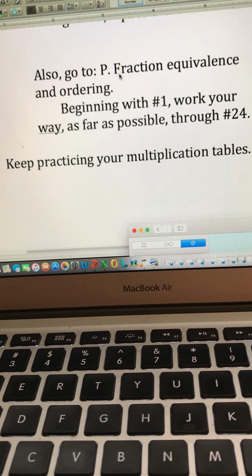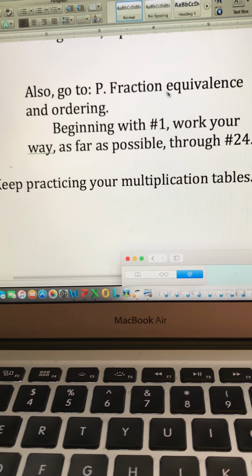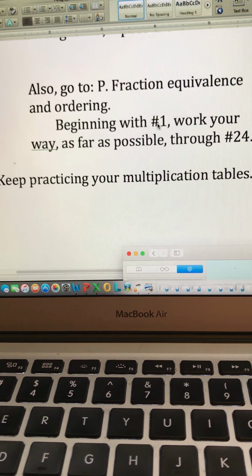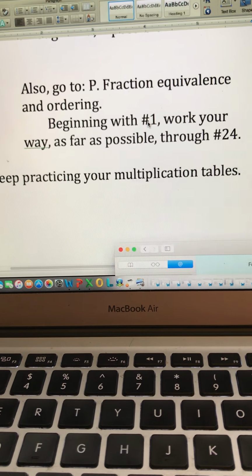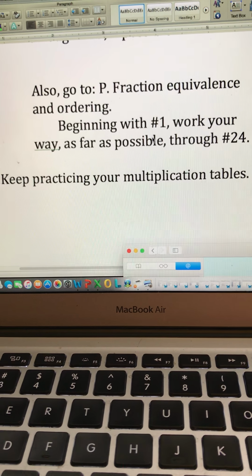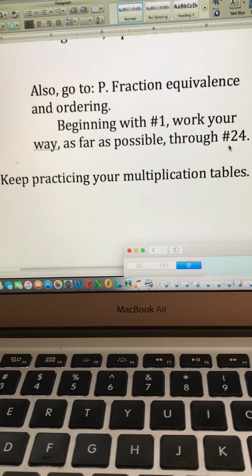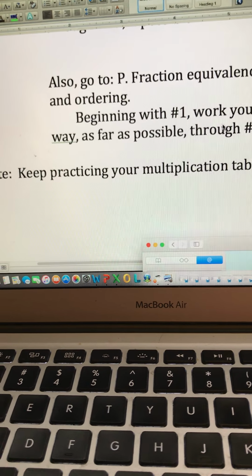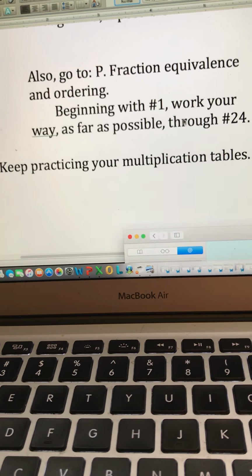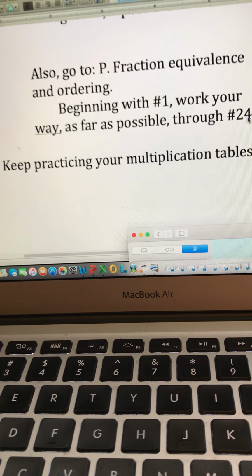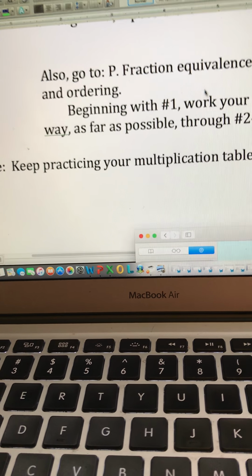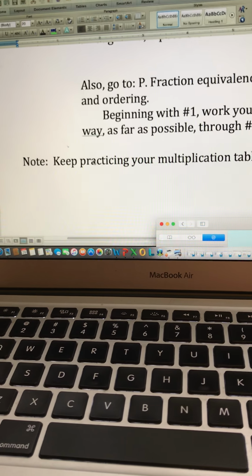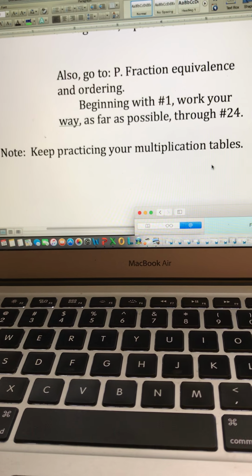Then we'll go to section P, fraction equivalence and ordering. You'll begin with number 1, which is the section that I just began with, and you're going to work your way as far as possible through number 24. That would mean the section P, and then number 24 as you go back to the headings under section P. And also, the note, to keep practicing your multiplication tables.